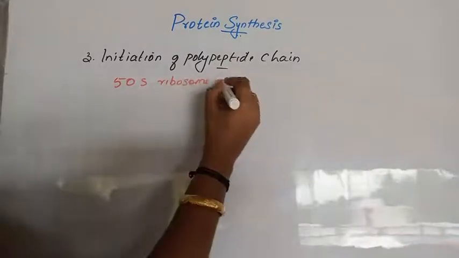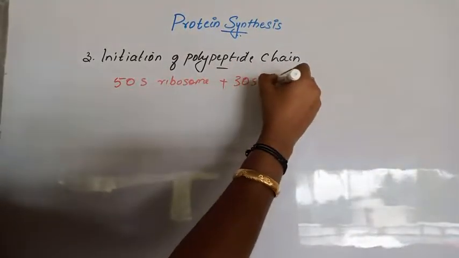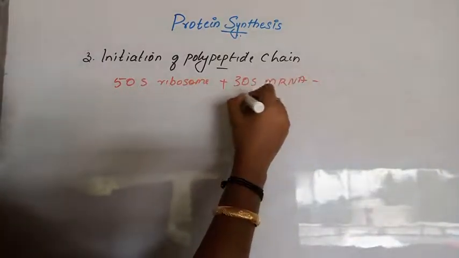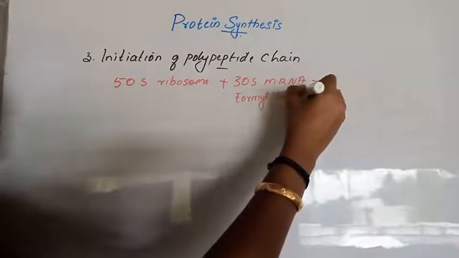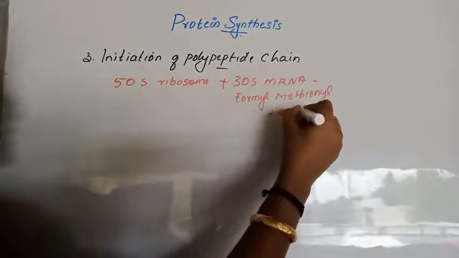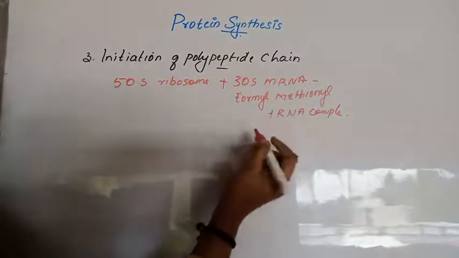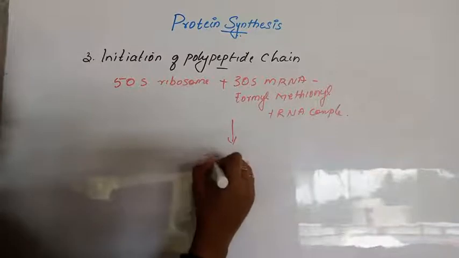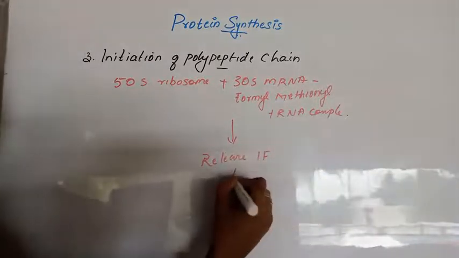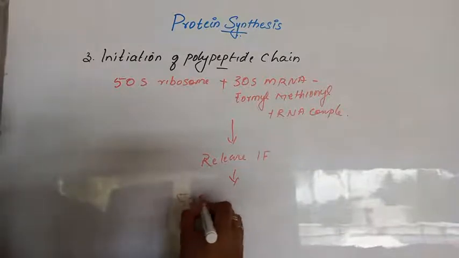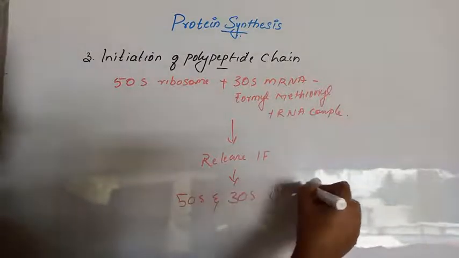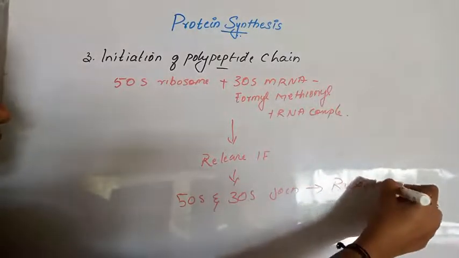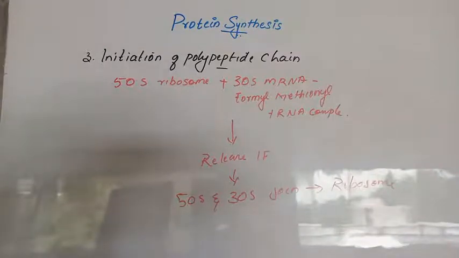When the 50S ribosome combines with the 30S mRNA formyl methionine tRNA complex, it will release the initiation factors, and both 50S and 30S join to form a ribosome. Now, the larger subunit of ribosome joins the complex. The initiation factor is released and the complete 70S ribosome is formed.